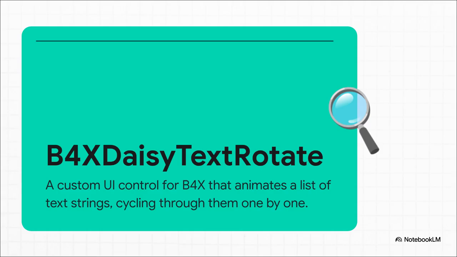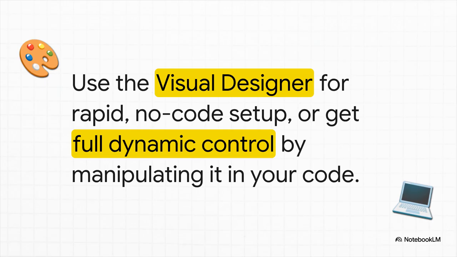At its heart, it's a custom UI control that works across the whole B4X suite. So B4A, B4I, B4J, you're covered. It just takes a list of text and animates through it, one string at a time. I like to think of it as a little mini billboard right inside your app. What's really cool about this component is just how flexible it is. You've got two main ways you can use it.